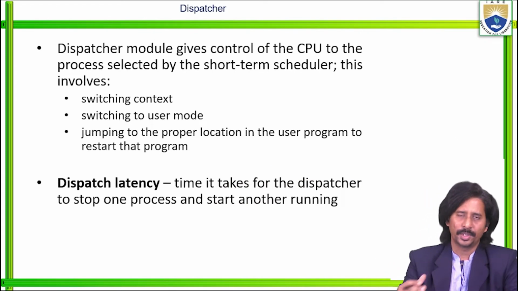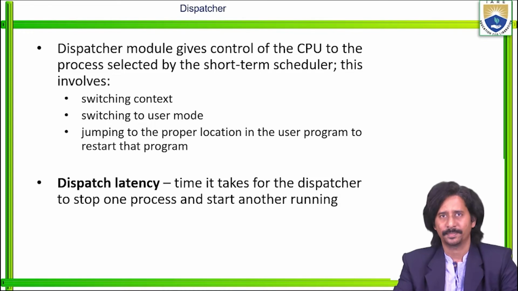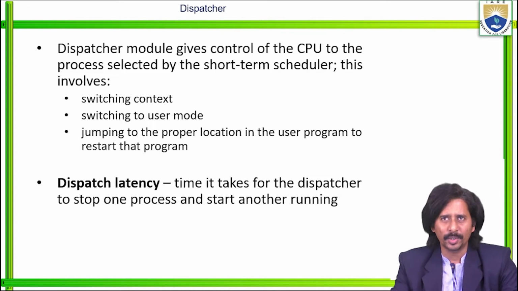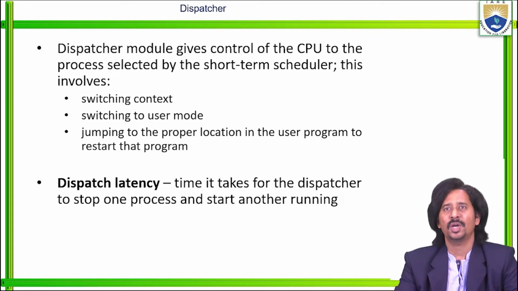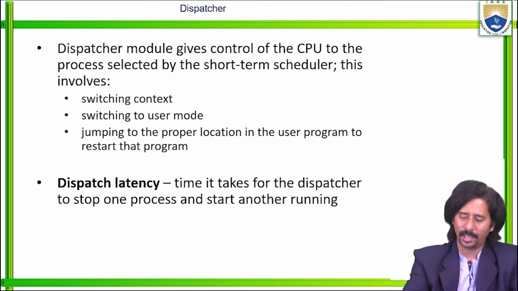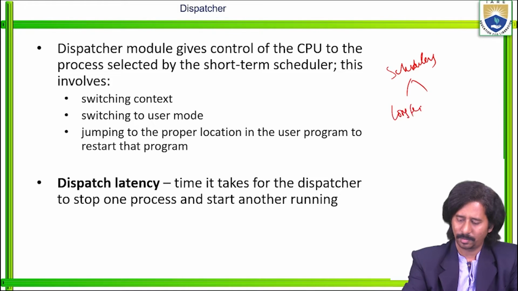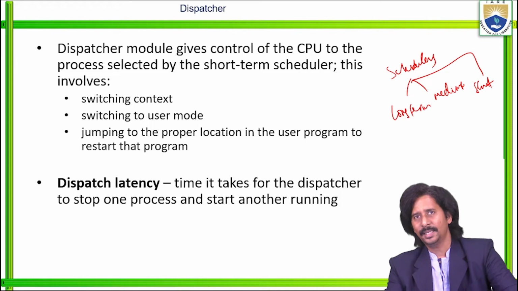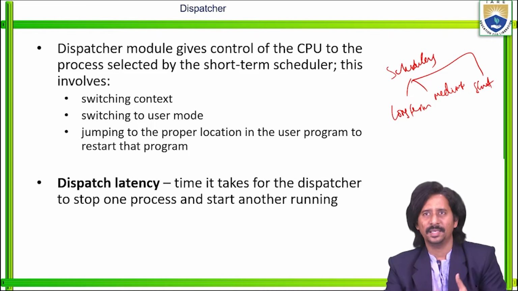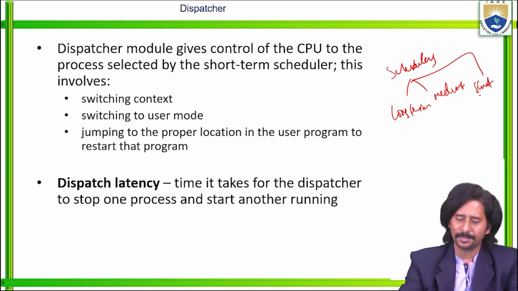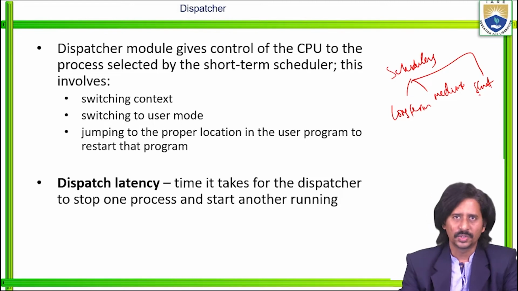Like the CPU scheduler, we have the dispatcher, right? This dispatcher module gives control of the processor to the process which is selected by the short-term scheduler. Basically we have schedulers like the long-term scheduler, medium-term scheduler, and short-term scheduler, right? The dispatcher module gives control of the processor to the process selected by the short-term scheduler, and this involves switching context.